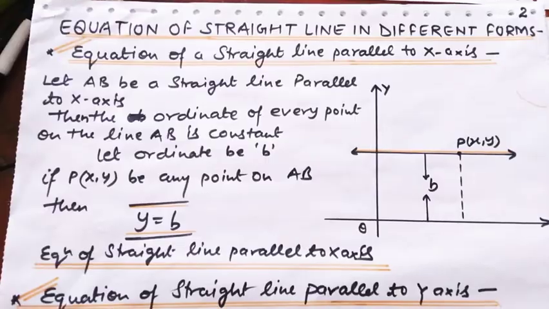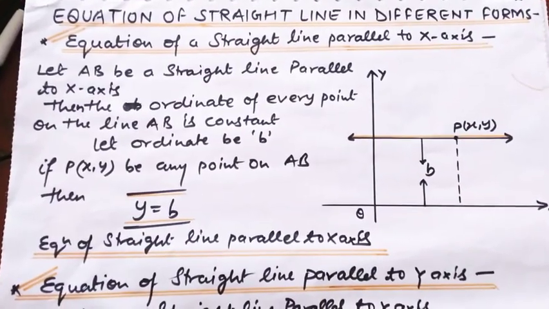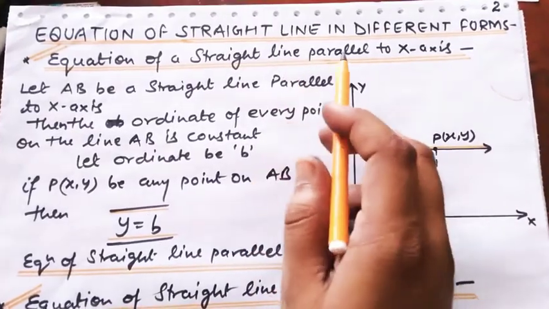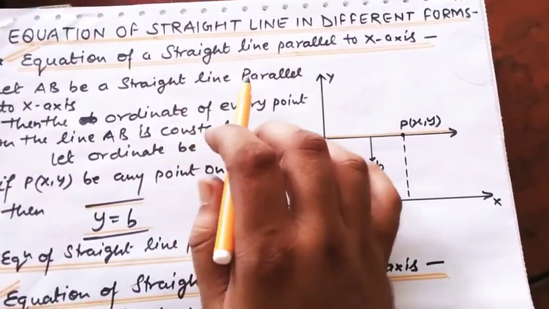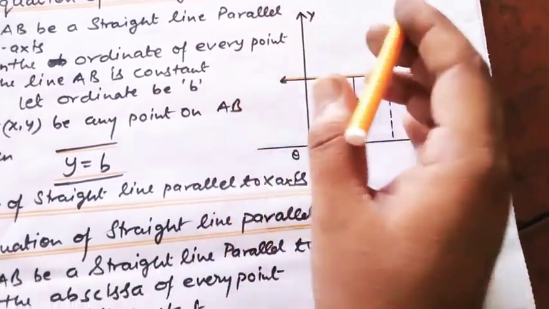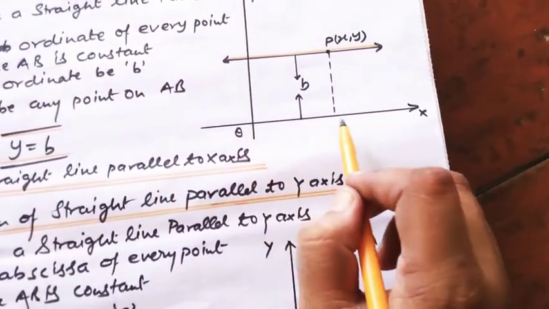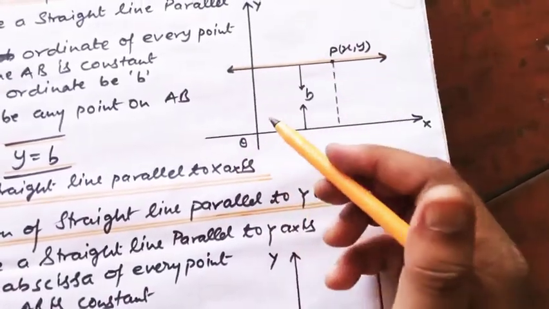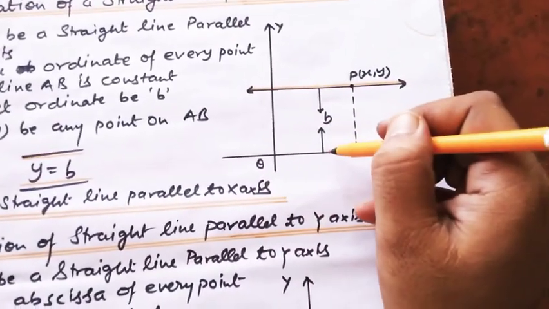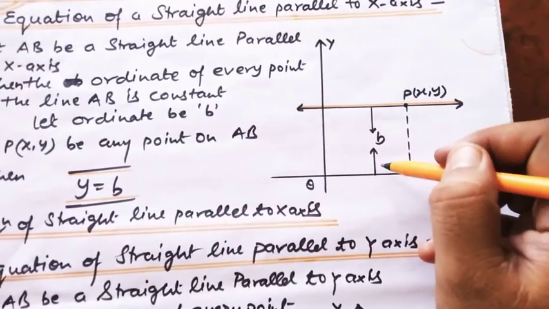Okay. Now we talk about different types of equation of straight line, means equation of straight line in different forms. First is equation of straight line parallel to x-axis. See in this figure, this is x-axis and this line is parallel to x-axis. Suppose that this is above at height b.